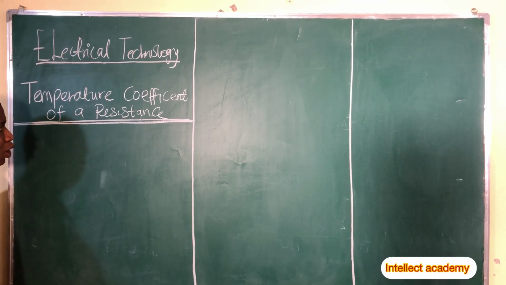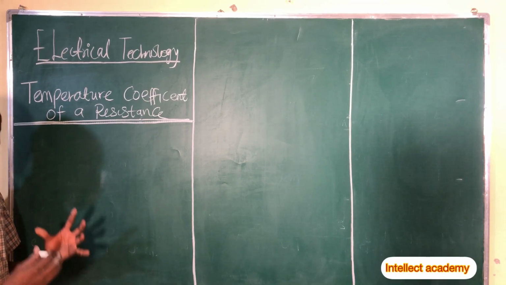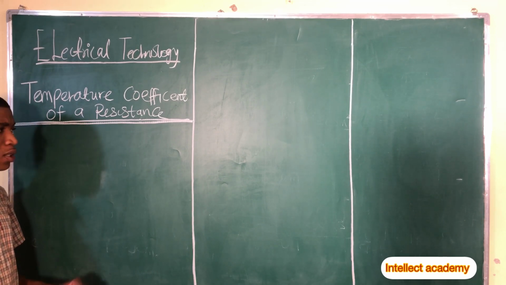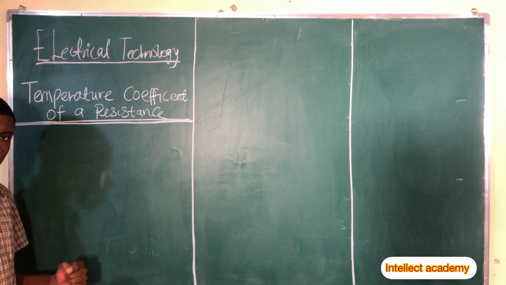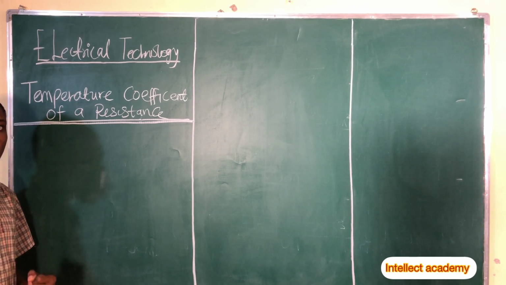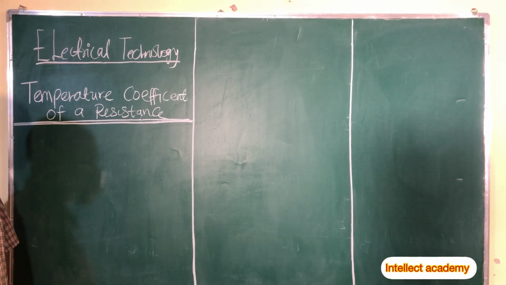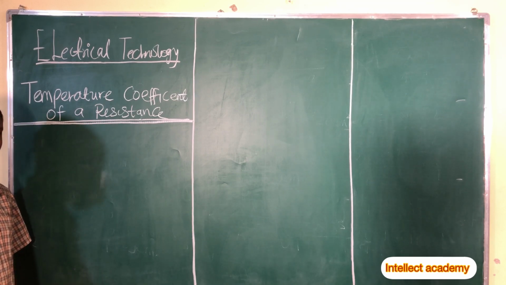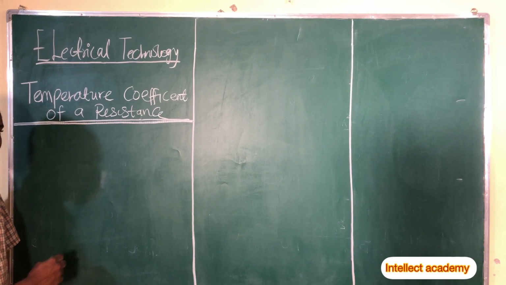Let's talk about the temperature coefficient of a resistance. Now, we said in our previous video that one of the factors that affect and determine the resistance of a conductor is the temperature. Today, we're going to show a mathematical expression between the temperature and the resistance of a conductor.